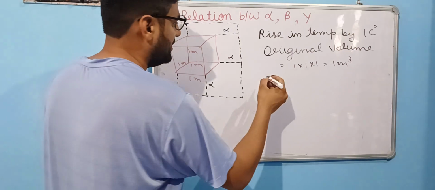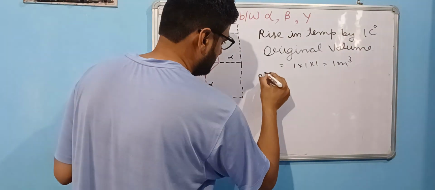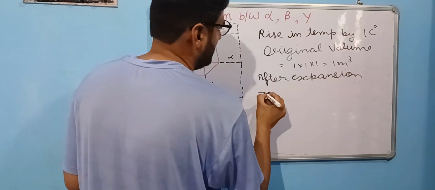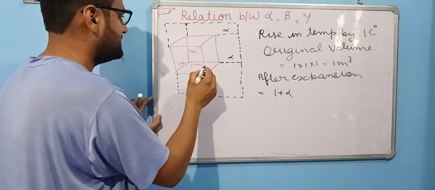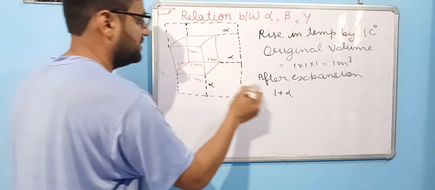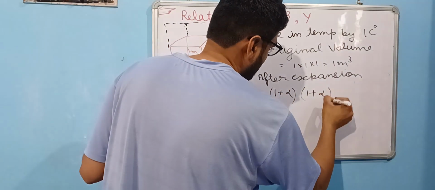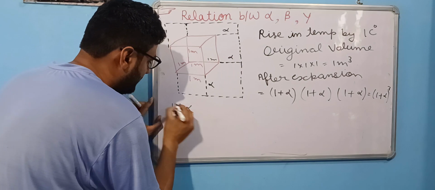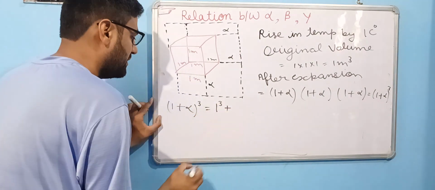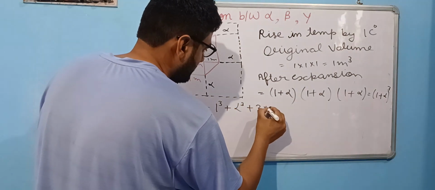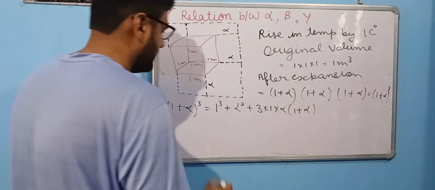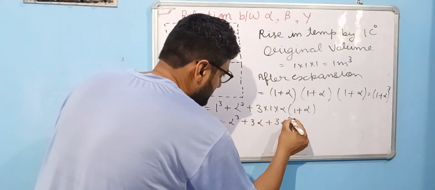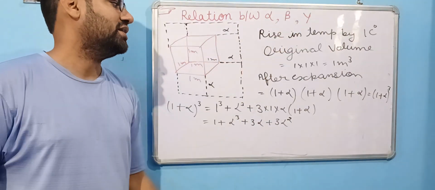Now after expansion, its volume will be equal to (1 plus alpha) in length, breadth and height, so it will be equal to (1 plus alpha) cube. So (1 plus alpha) cube will be equal to 1 cube plus alpha cube plus 3 into 1 into alpha into (1 plus alpha). So it will be equal to 1 plus alpha cube plus 3 alpha plus 3 alpha square. This is the volume after raising the temperature of the cube by 1 degree Celsius.